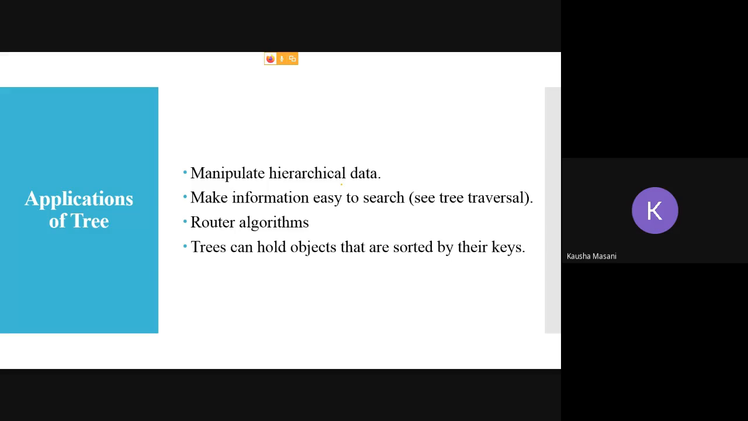It can hold objects that are sorted by their keys. That means if we are talking about a binary search tree, then we know that the root node is the key value. On the left side of that, values will always be small, and on the right side, values will always be large. So these are the applications of trees.